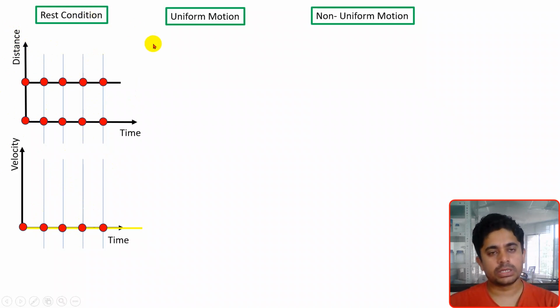In the next video, we will discuss the distance time graph and velocity time graph for uniform motion, when the object is in uniform motion. Thank you.